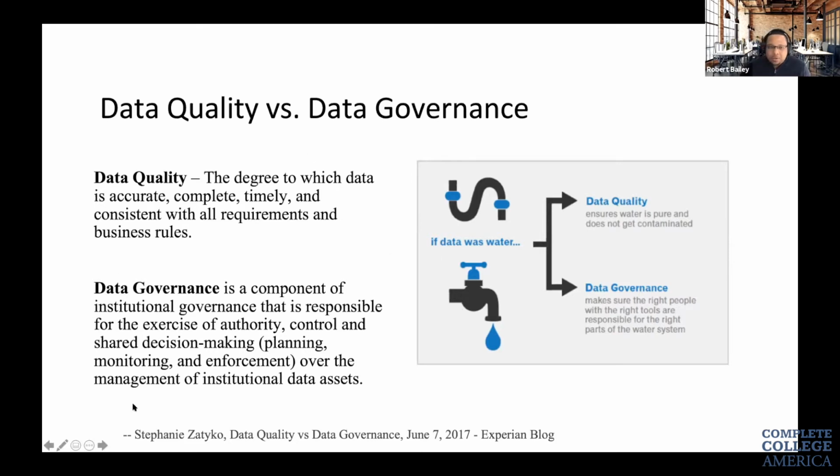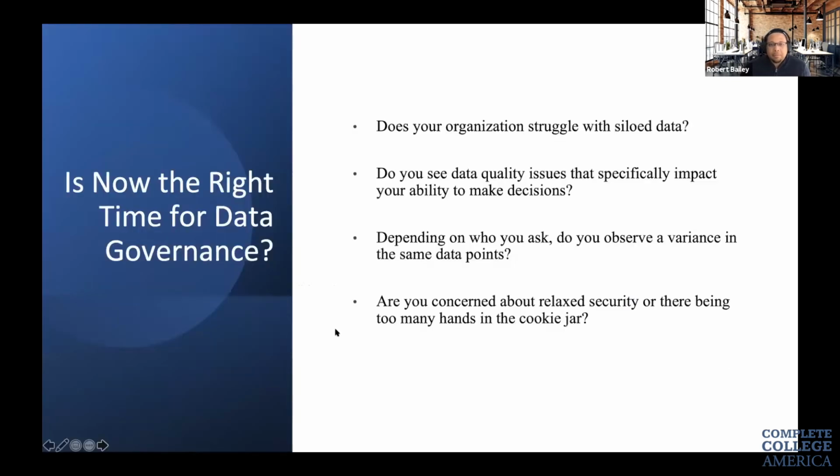So we move on to a few of the questions that we use in our early discussions with these institutions, to get a sense of where they are when we're starting our initial assessment of data governance readiness within an institution. If you sat in a meeting, and any of these questions were posed to you: does your organization struggle with siloed data? Do you see data quality issues that specifically impact your ability to make decisions?